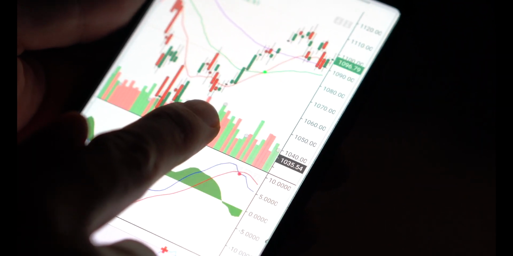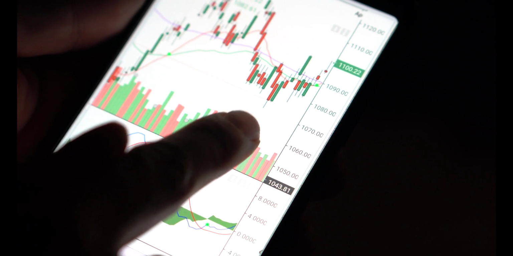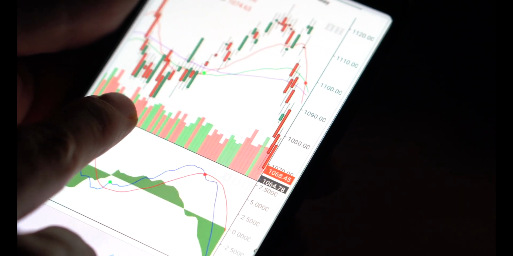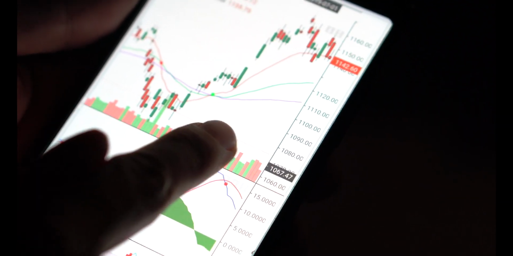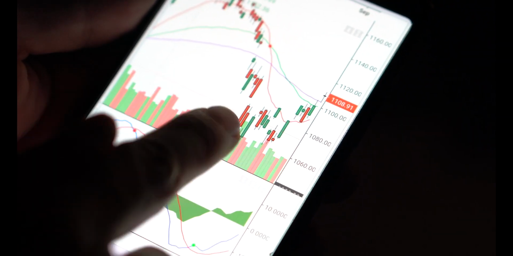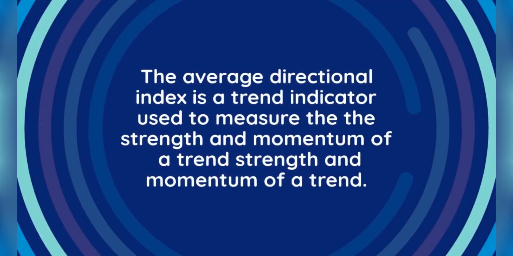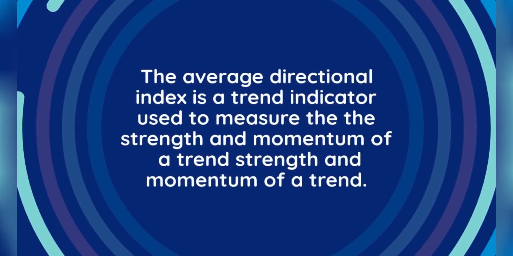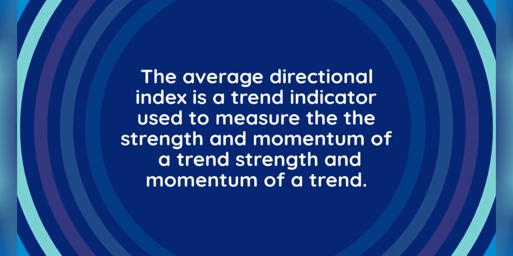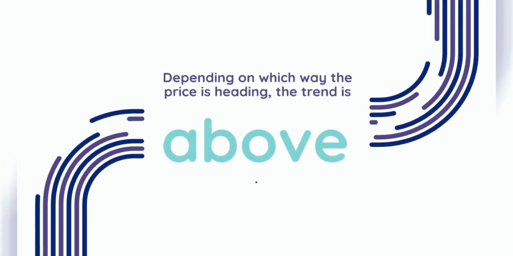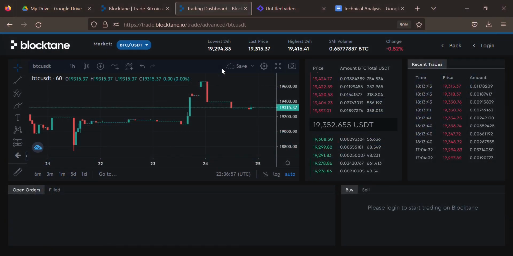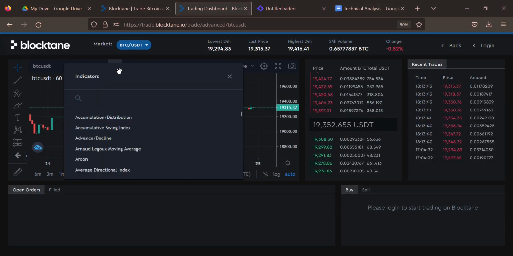Here are some of the most used and most famous indicators used for crypto trading that are available on Blocktane.io. First, the Average Directional Index (ADX) is a trend indicator used to measure the strength and momentum of a trade. Depending on which way the price is heading, the trend is thought to have significant directional strength when the ADX is above 40.